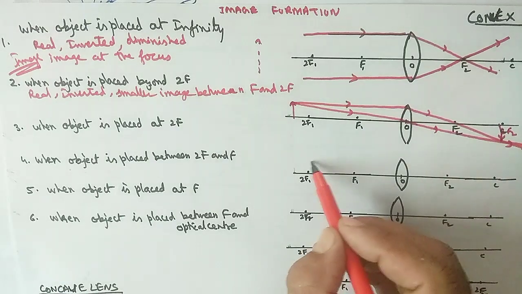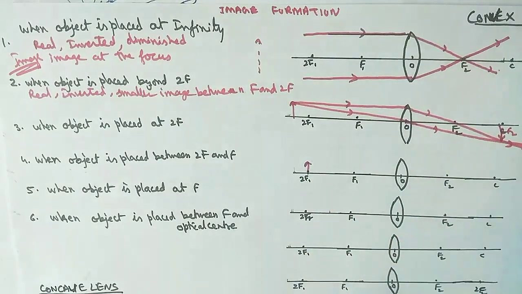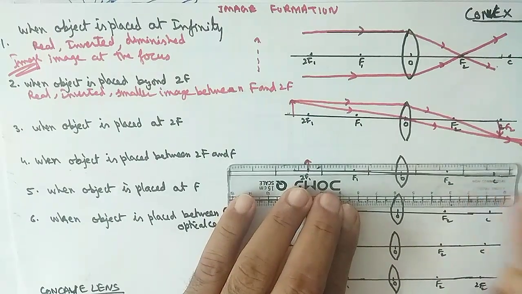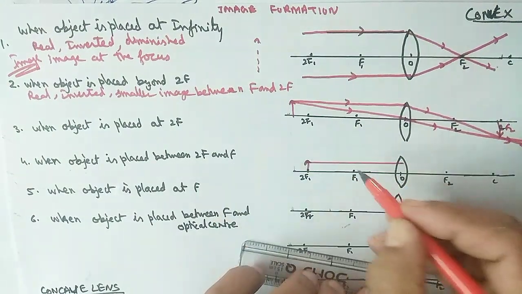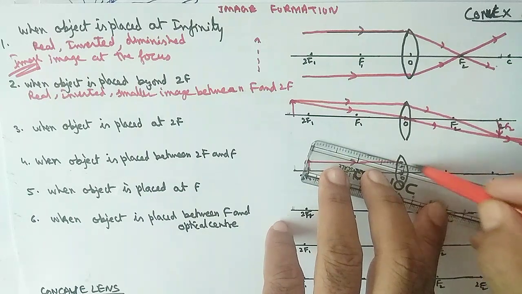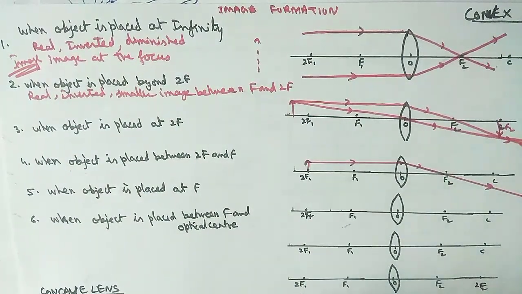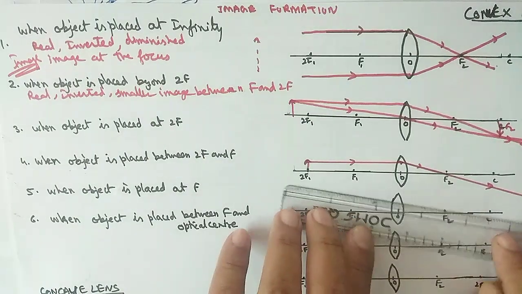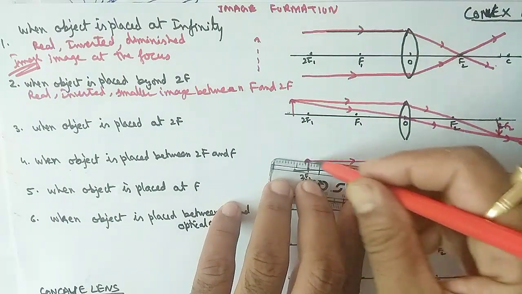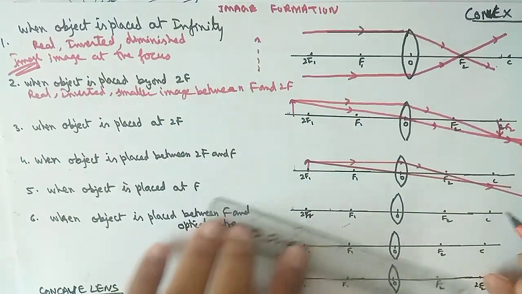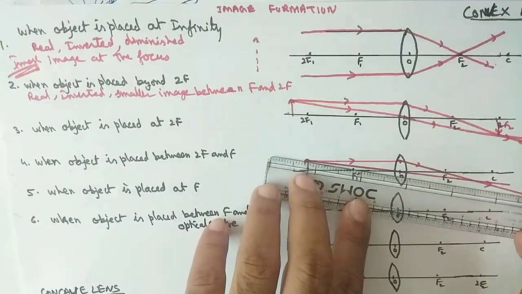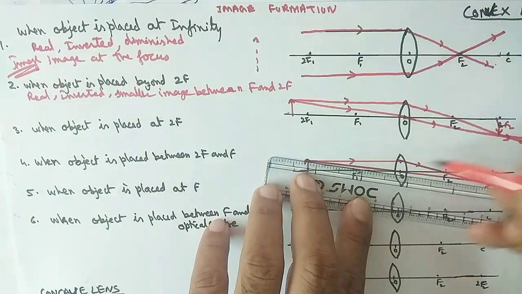Now see the third case, when the object is placed exactly at 2f. When you keep it at 2f, see how the image will be formed. Show the first ray parallel to the principal axis. It will pass through the focus. This is the focus, like this. And show the second ray from the optical center, like this.